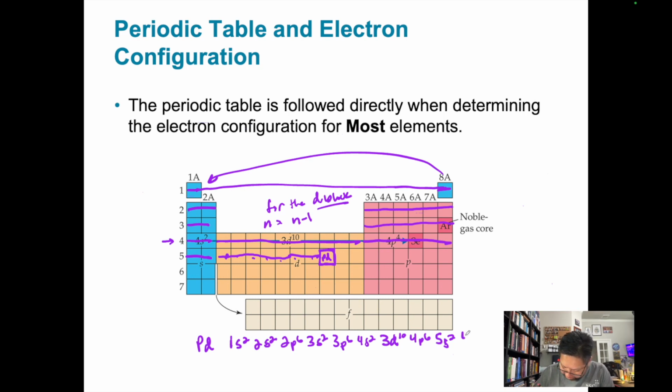So that's going to be 4d8, right, for palladium. That's the full electron configuration for palladium. Okay. And so, sorry, that should be an S right there. It doesn't look like an S to me, but it's an S. Let me fix it real quick because it looks a little bit weird. Looks like a 5. There we go.